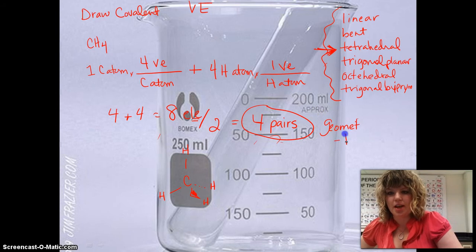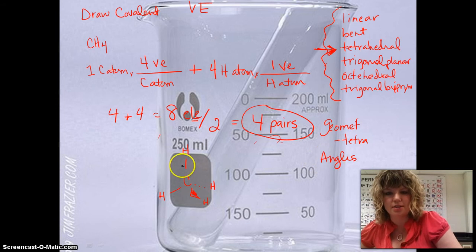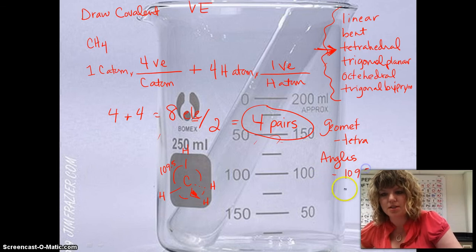And the angles, you have to know the angles. I know that the angles for something that's tetrahedral is 109.5, and that's all of these. All of these are 109.5 away from each other, so I'd put 109.5 on this.